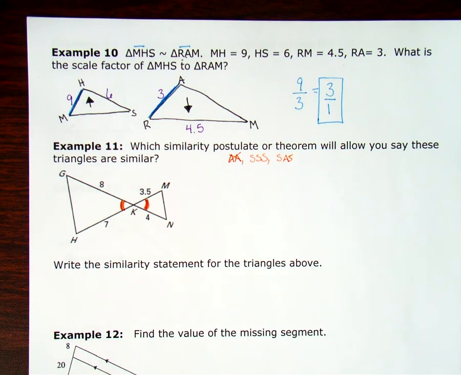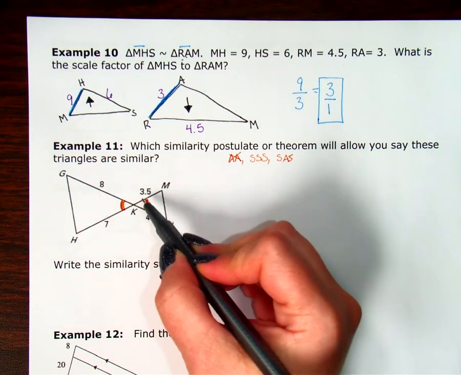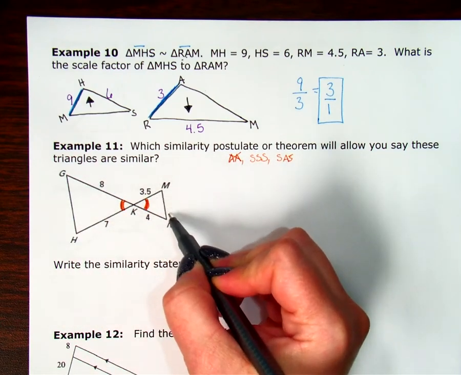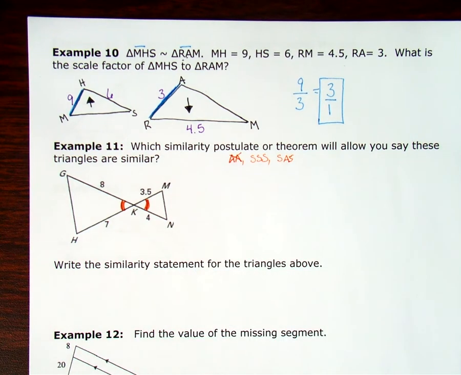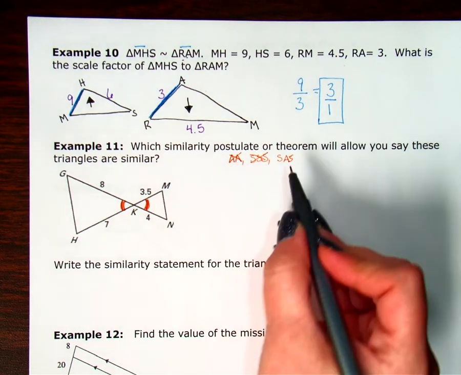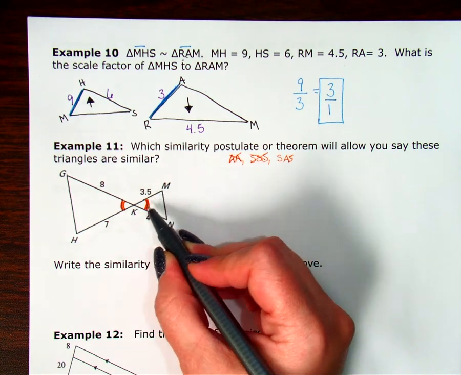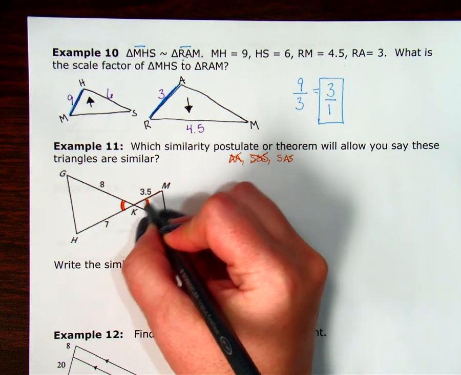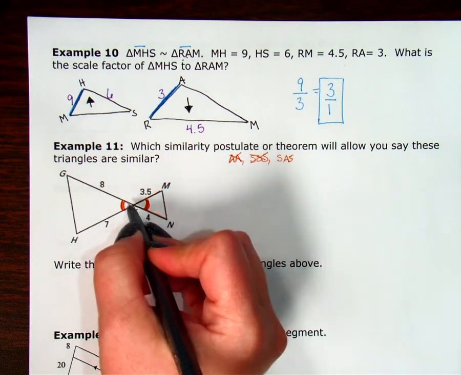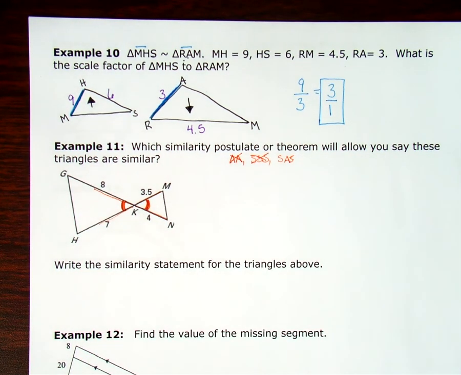To use side, side, side, I need to have all three sides from both triangles. I've got 8, 7, but I'm missing GH. I've got 3.5 and 4, but I'm missing MN. So I'm not going to be able to use side, side, side because I don't have all three sides. So I'm going to try SAS, because that's the only one left. I've got the two sides that come out of this angle that's congruent, and I have the two sides that come out of this angle. So I'm going to use those to test SAS.